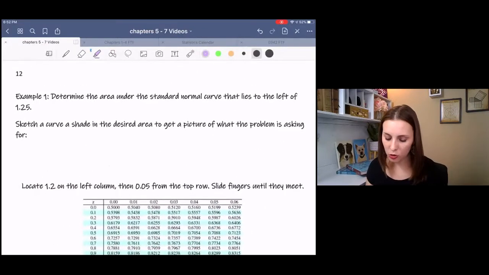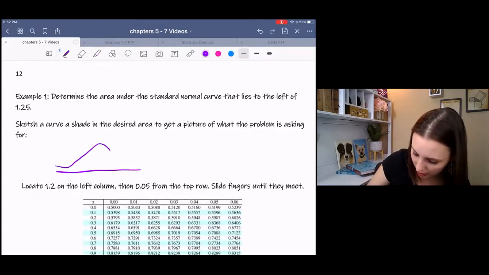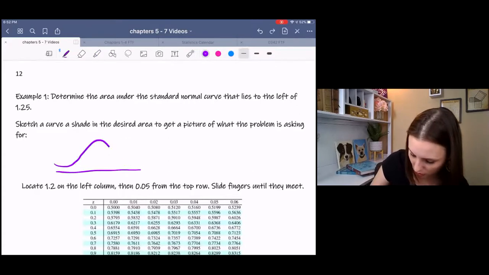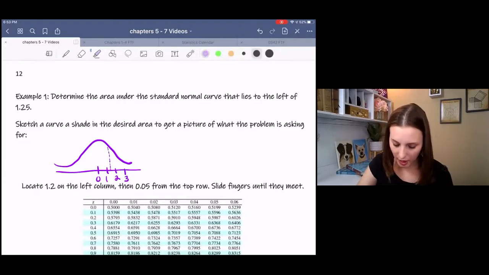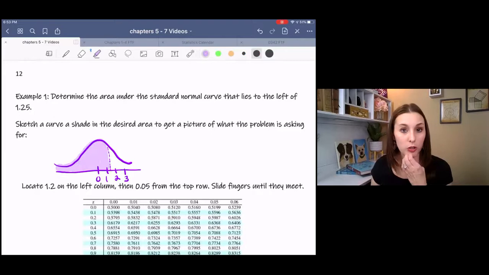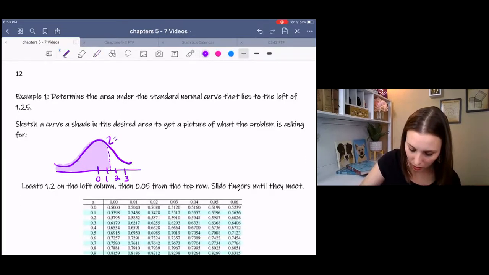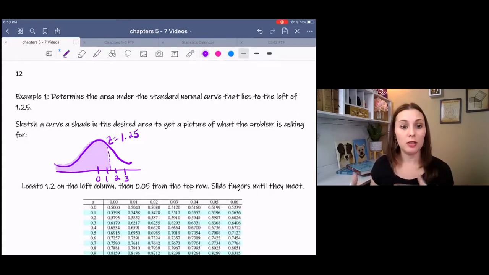Determine the area under the standard normal curve that lies to the left of 1.25. So if we've got our sketch, oh my goodness, that was horrible. And I'm kind of just eyeballing where 1.25 is. What I'm looking for is the area to the left of 1.25. So my Z-score is 1.25, and the table is giving me the area to the left.